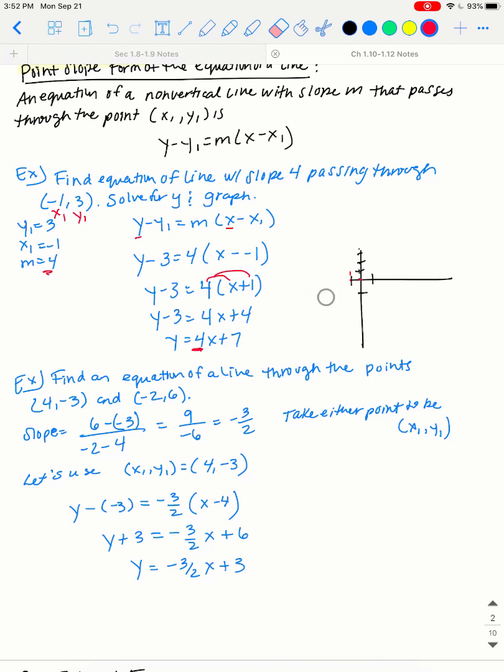Let's actually do this one together so you guys can see. Okay, so I have -1, 1, 2, 3. So I have my point there. 1, 2, 3, 4. Alright, so I go up 4, 1, 2, 3, 4.